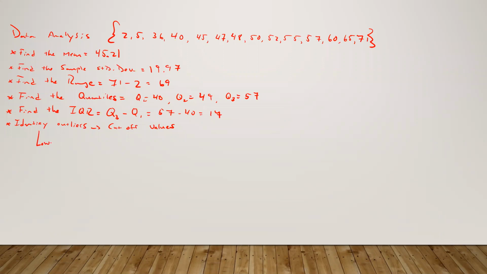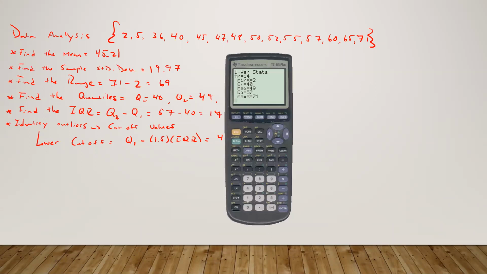So the lower cutoff, you're going to have to calculate this on the exam. It's going to ask you, what is the lower cutoff score? So that is just Q1 minus 1.5 times the IQR. So you're going to have to take 40 minus 1.5 times 17. That's why we find the IQR. So it's 40 minus 1.5 times 17 is 14.5.